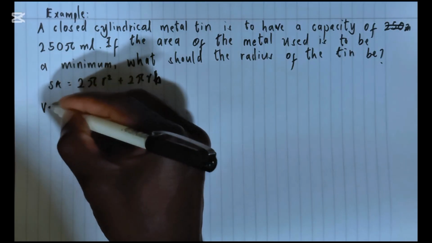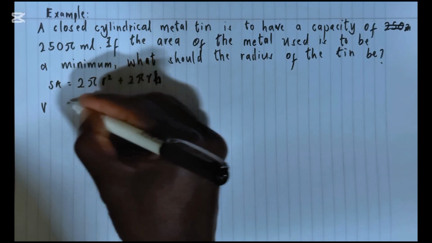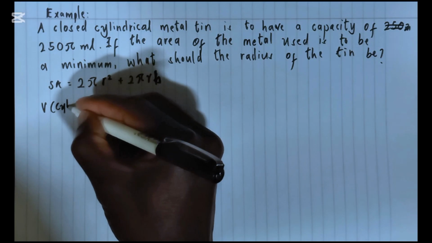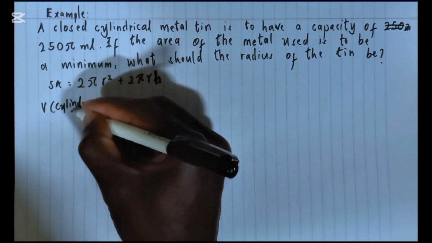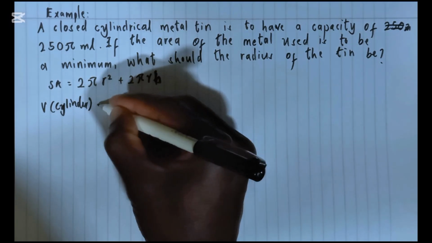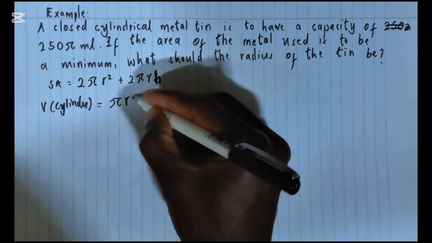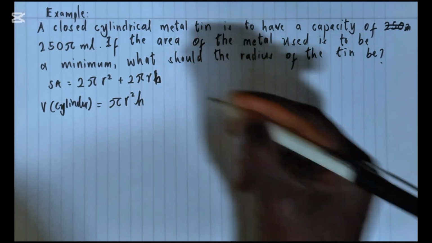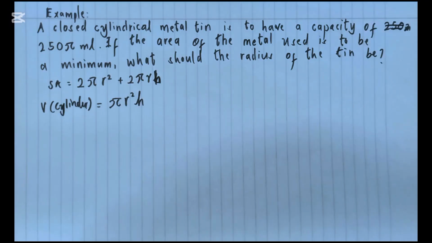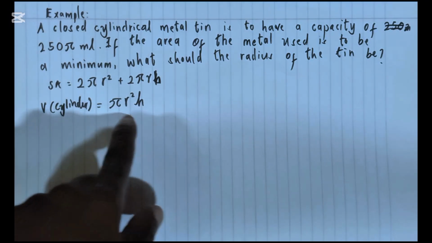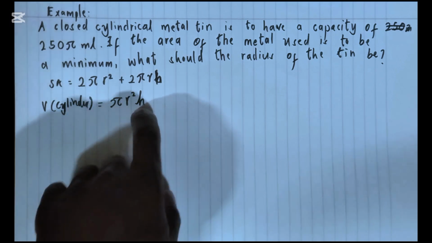So we know that the volume of a cylinder will be given by pi r squared h. We know that the volume of a cylinder will always be given by the formula pi r squared h.